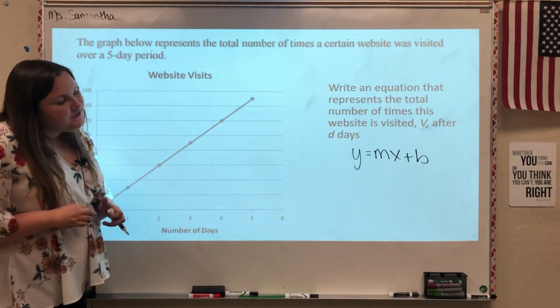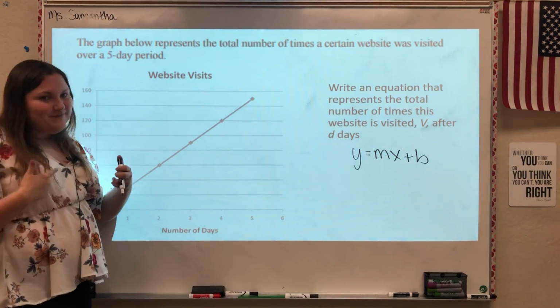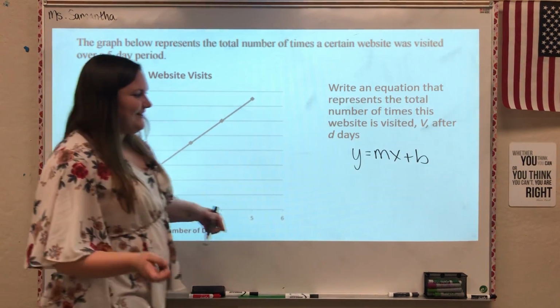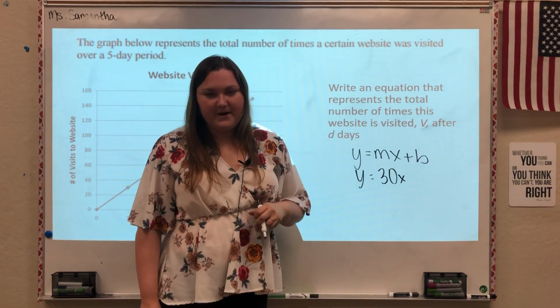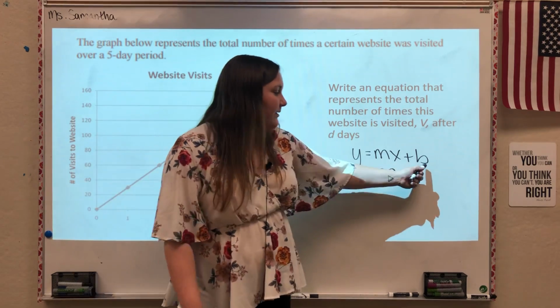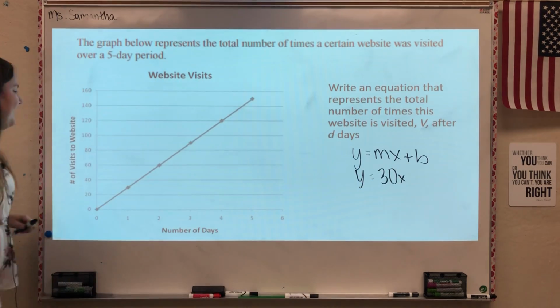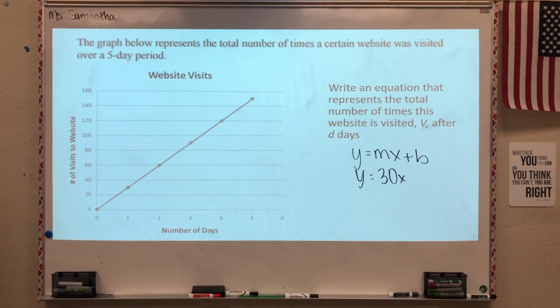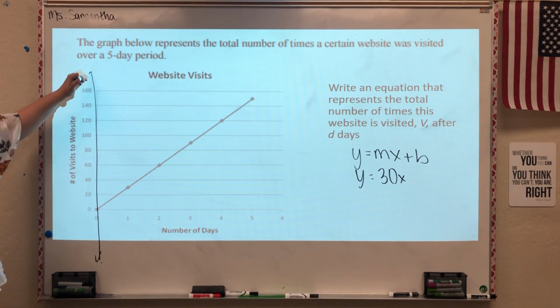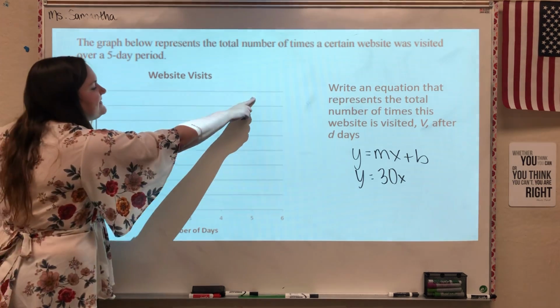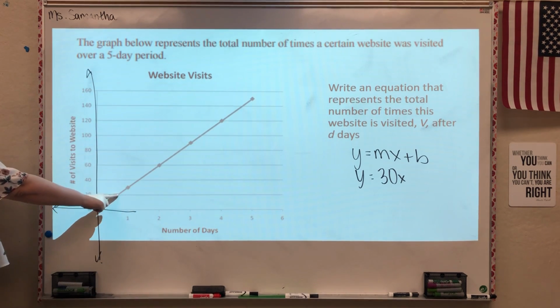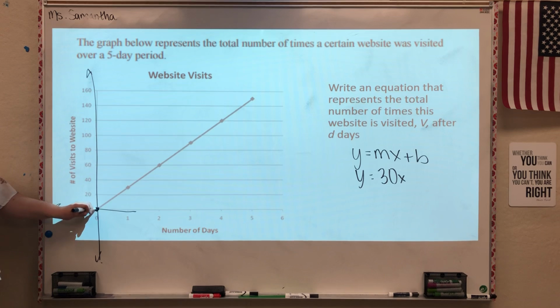If I'm using this form for my equation, there's something in that previous question that we've already figured out. That's our slope. I know my slope is 30 from that first part. The only other thing I need to find is my y-intercept. What is the y-intercept of this line? Well, remember this right here, this is your y-axis, and your y-intercept is where your line crosses your y-axis. Your y-intercept is at 0. This right here is where that line begins, at 0.